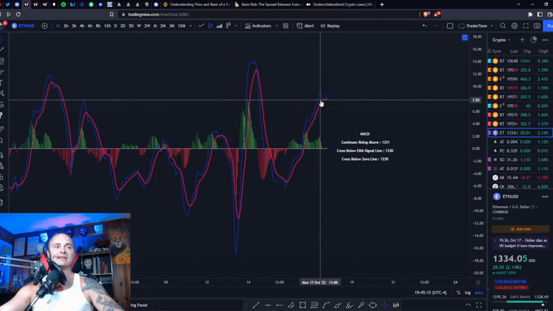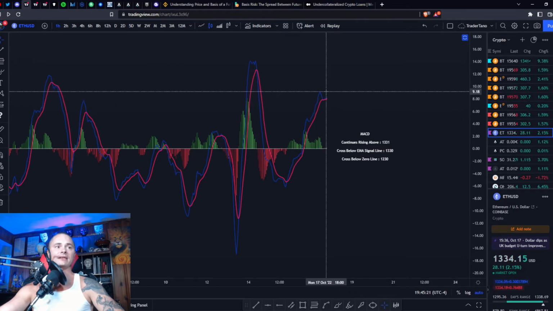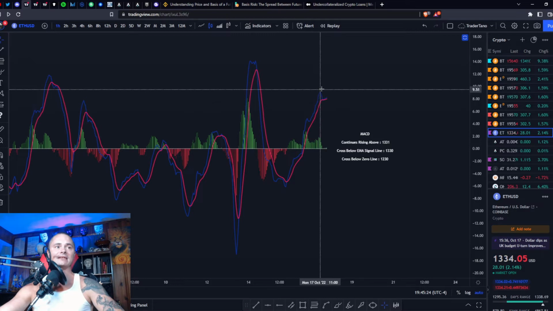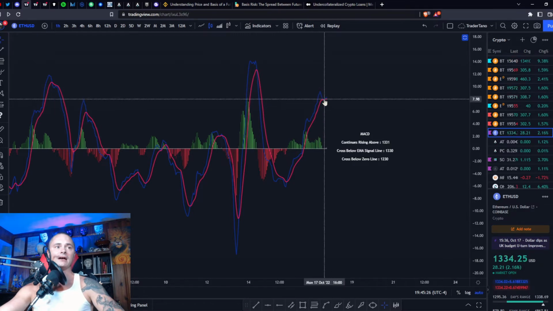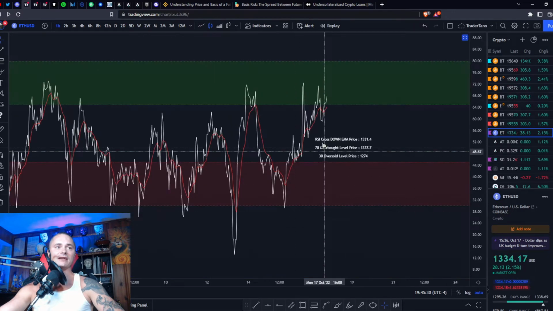Trying to get the retest, but it's one tick. All right. So we need to get the retest. We need to get back above this last high on the MACD in order to remain bullish. If we cross it to the downside, I would expect a minor rejection out of this RSI.